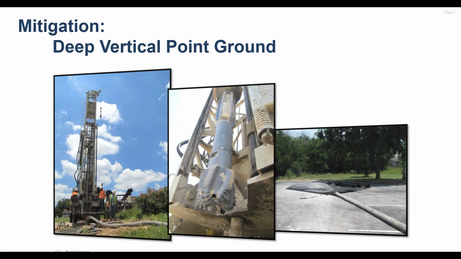Just a couple of quick photographs to give you some example of what these point grounds might involve. Most often, some type of water well drilling equipment will be utilized to drill a hole, and then we're going to complete that installation with a grounding conductor. Many times it would be a 2-aught multi-strand copper cable filled with a conductive backfill. So we're essentially building a really, really large ground rod.